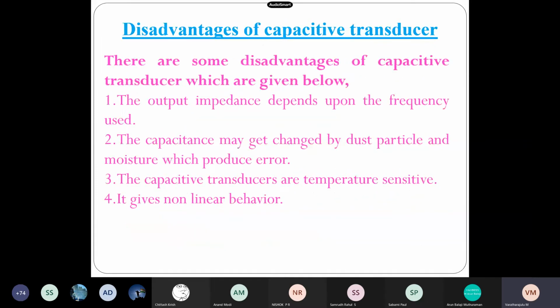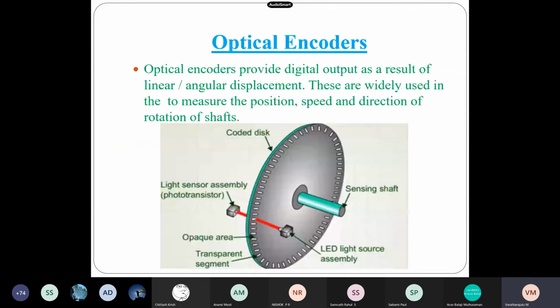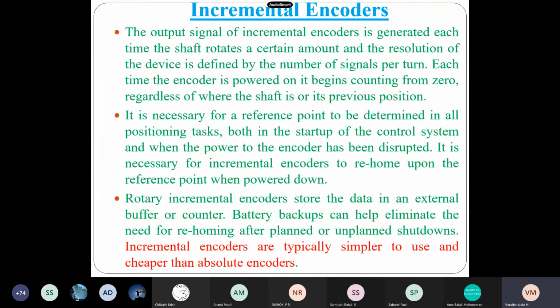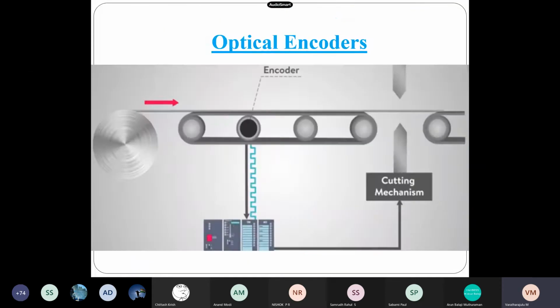Similarly, on the other hand, we have the disadvantages. The output impedance purely depends on the frequency used. The capacitance may get changed by dust particles and moisture, which produce error. Capacitive transducers are temperature sensitive, and they give non-linear behavior. And the optical encoders we will talk about a little later. This is the content we will cover in the subsequent class.